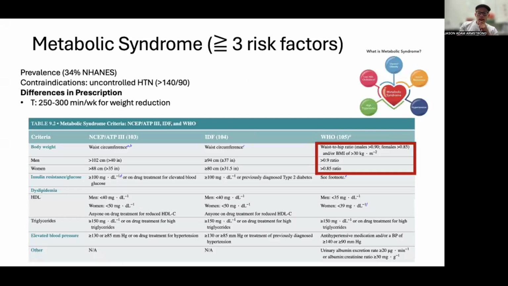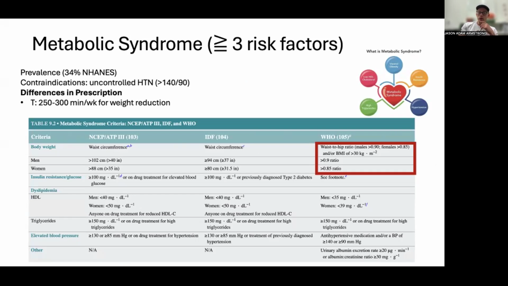Okay, the last disease that we're going to talk about is not an individual disease, but it's called metabolic syndrome. And metabolic syndrome is diagnosed when you have three or more risk factors for other diseases, essentially. So if you come down to this table, this is in chapter 9 of your book, which you should be reading this week. So first you have waist circumference.